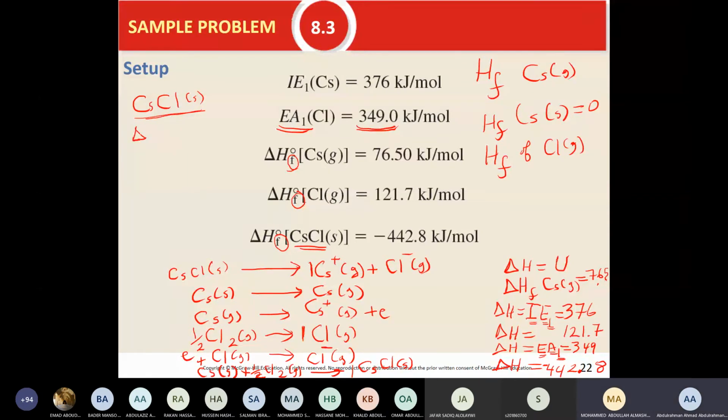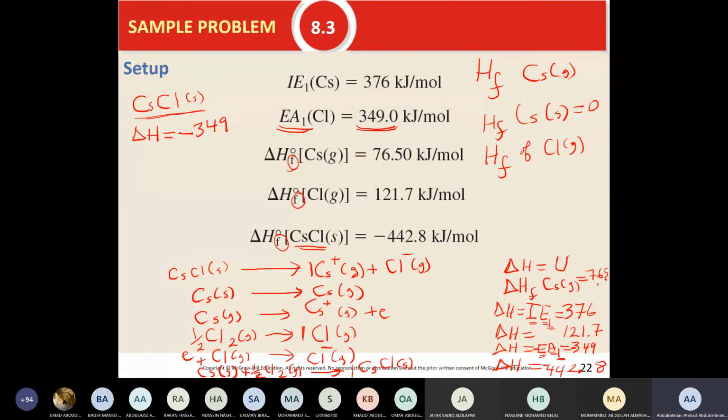349. When I want to make it delta H, what should be the value? Divide by 2? No. Minus the electron affinity. In this case, no need to divide by 2 or anything because it's 1 to 1. So this should also be minus. It's minus electron affinity, and that's why it should be minus 349. Do you remember Hess's law? Yes. Okay, good. I hope you remember it.